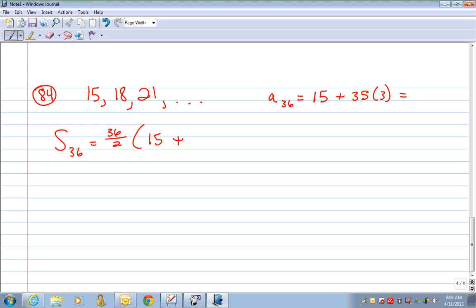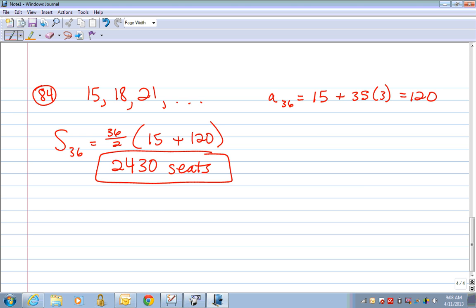So when we calculate the last number of seats in that last row, 36th row, we get 120 seats. So doing the calculation of this, we can see that we have 2,430 seats in the first 36 rows total. Summation. That is all.